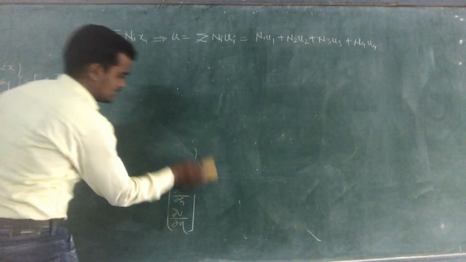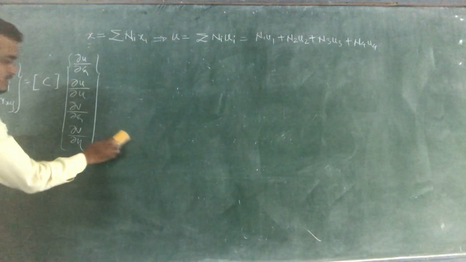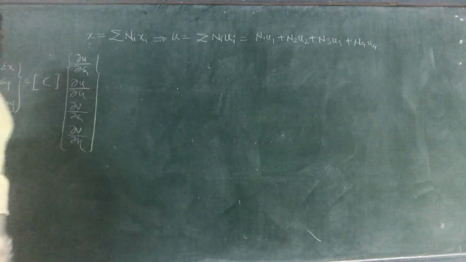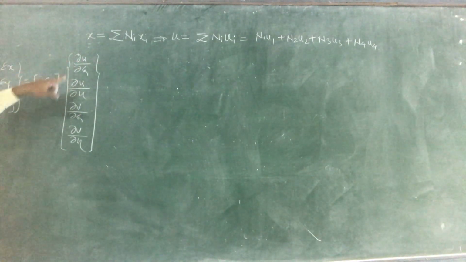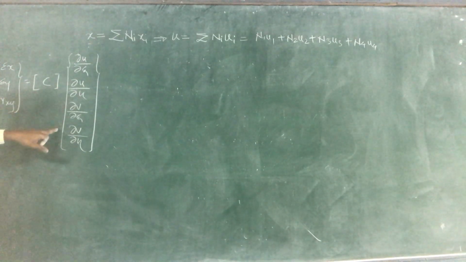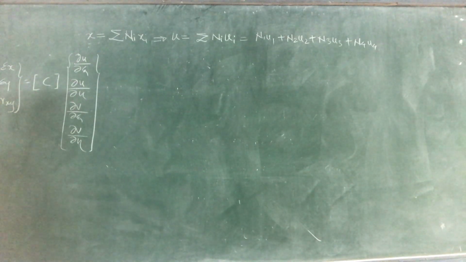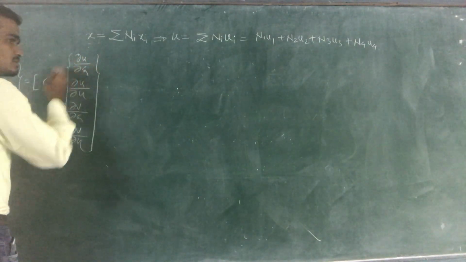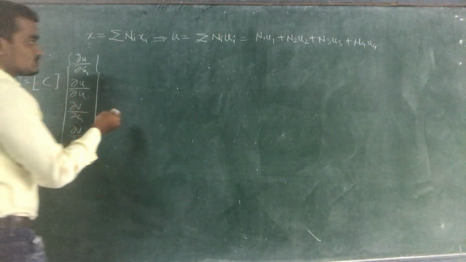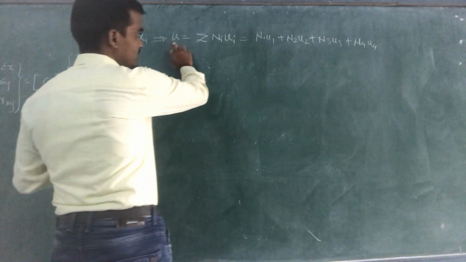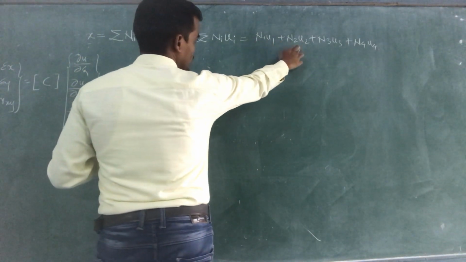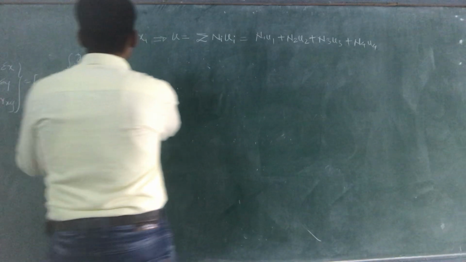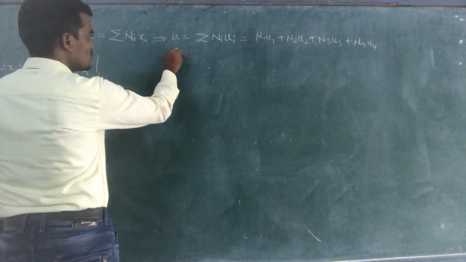Okay, so we have converted this big equation into a small equation, where epsilon x, epsilon y, gamma xy is equal to the C matrix into del u by del zeta, del u by del eta, del v by del zeta, del v by del eta. Now we need only the u, v terms here. As we know, u can be written as N1 u1 plus N2 u2 plus N3 u3 plus N4 u4. So how do we determine del u by del zeta?